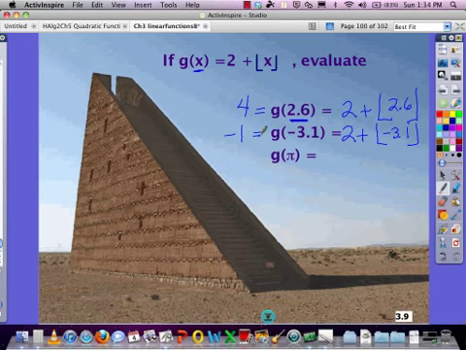And then we've got g of pi. Think of your value. Pi is 3.14159, so it's a decimal. So here we go. We'd have 2 plus the greatest integer function of pi. And if you want to put 3.14, and start thinking of it that way, greatest integer function of 3.14 would be a 3. 3 plus 2 is 5. So our final answer there would be a 5. So this would be an example of evaluating functions that have the greatest integer function in it.